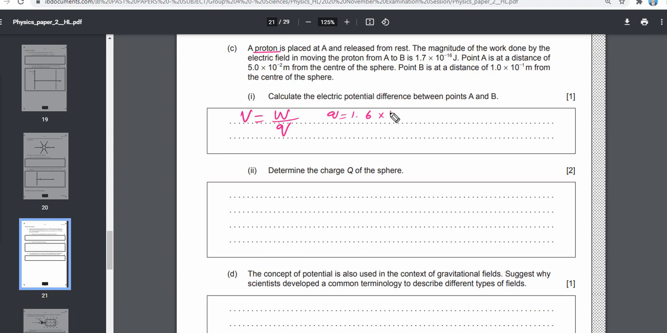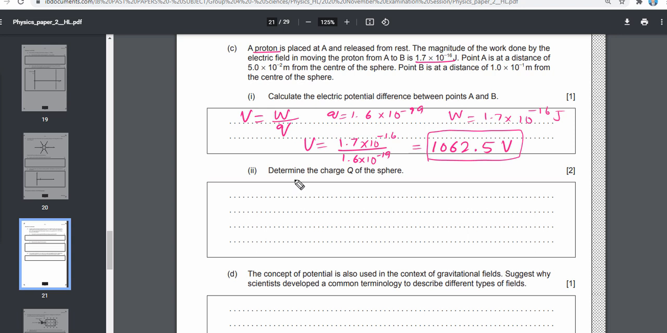1.6 times 10 to the power of negative 19, and the work done is already given in the question, that is 1.7 times 10 to the power of negative 16 joules. So the potential will become equal to work done per unit charge, so that will be 1.7 times 10 to the power of negative 16 divided by 1.6 times 10 to the power of negative 19. When we divide it, we get 1062.5 and the unit will be volts.